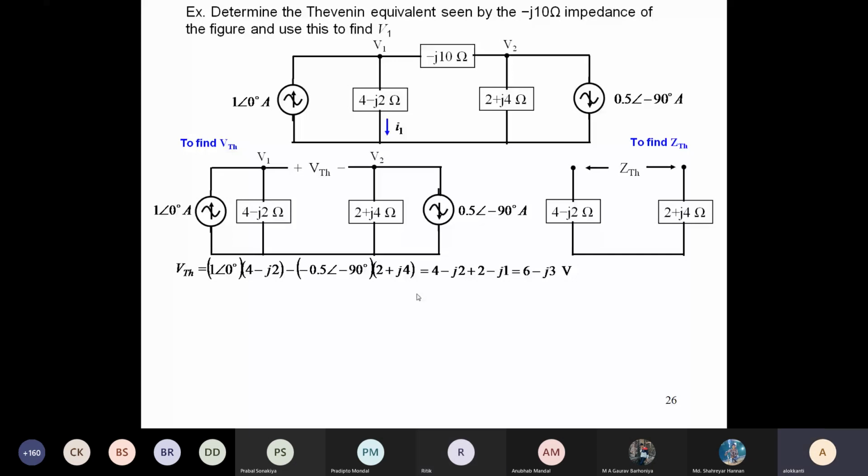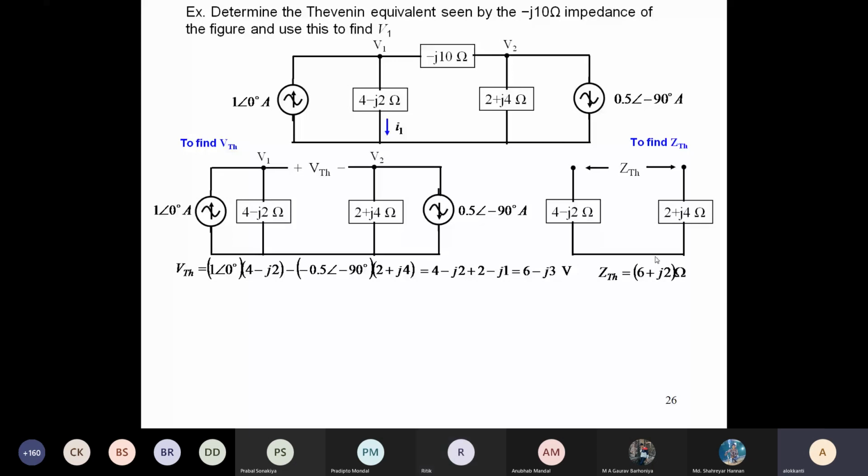That is VTH. Similarly, ZTH will be very easy. It can be done orally because they are in series. So ZTH is equal to 6 plus 2J. Okay, so you have found out the VTH and ZTH.